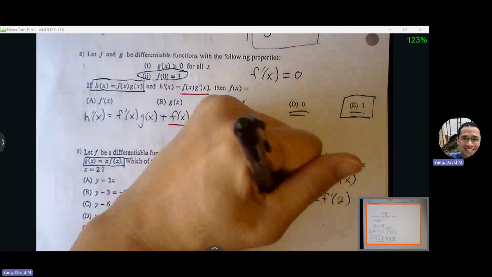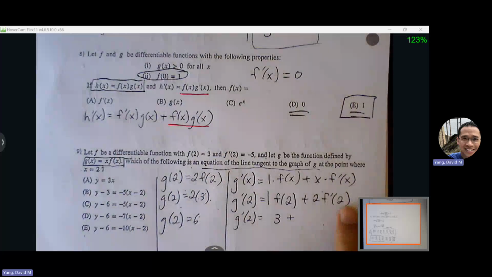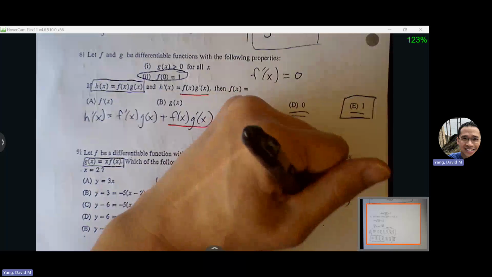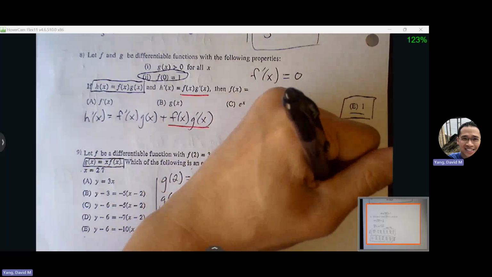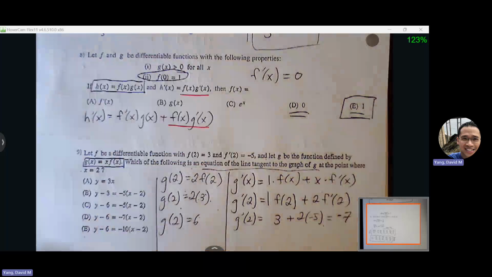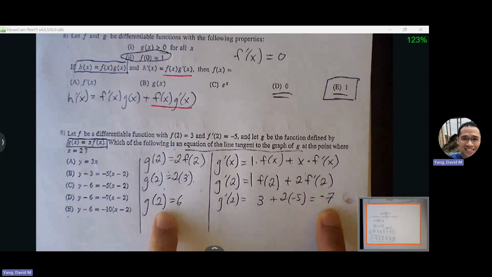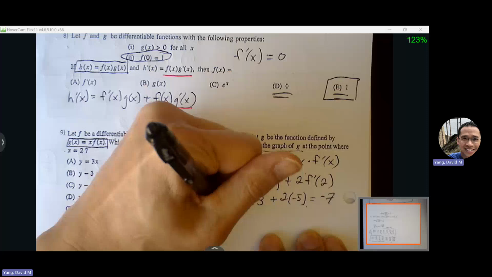F of 2 is 3. F prime of 2 is -5. 2 times -5 is -10. -10 plus 3 is -7. So we have our order pair, 2, 6. We have our slope at -7, point slope form.